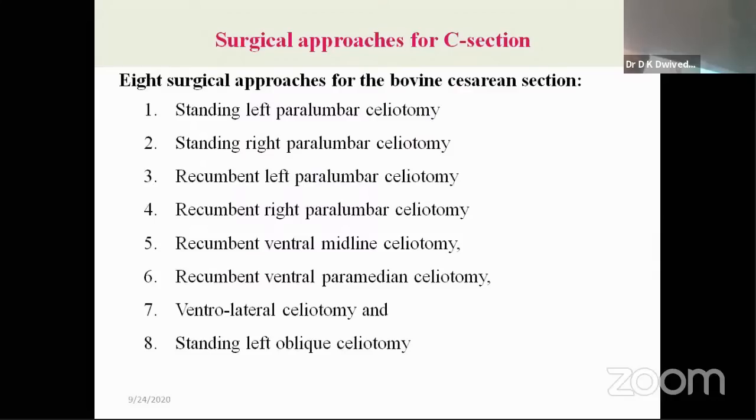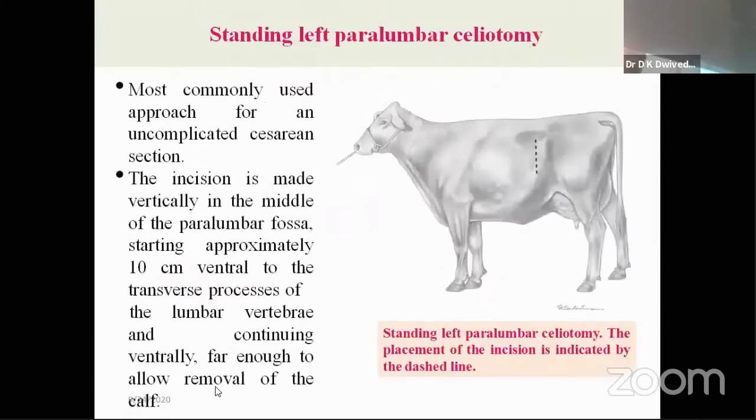And out of these 8 approaches, as I have told you, the most commonly followed approach in our country is the recumbent ventral paramedian ciliotomy. This is the commonly followed approach at our place. Now, we will see the approaches one by one.